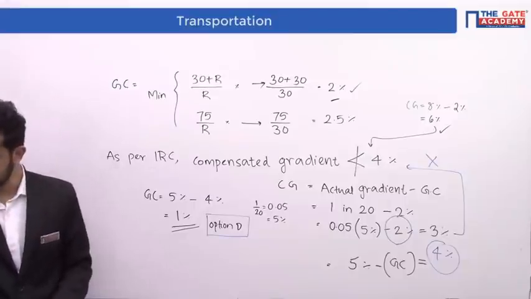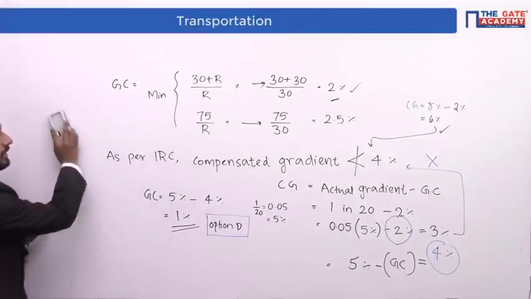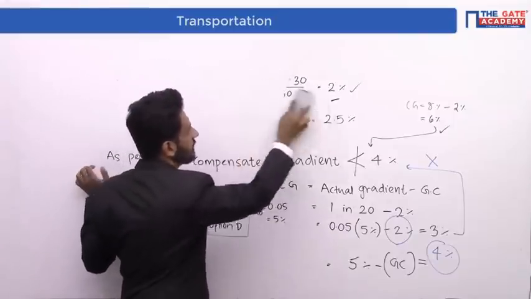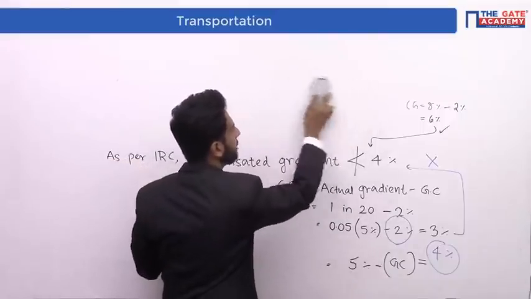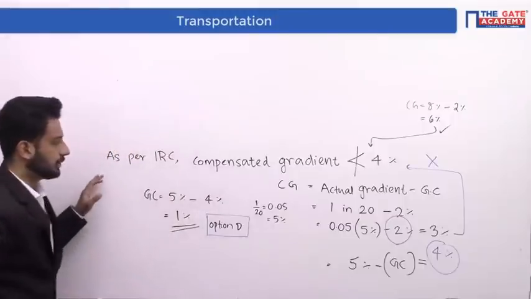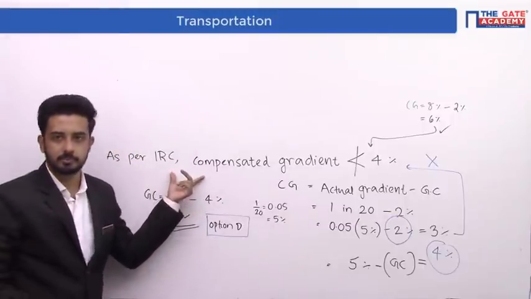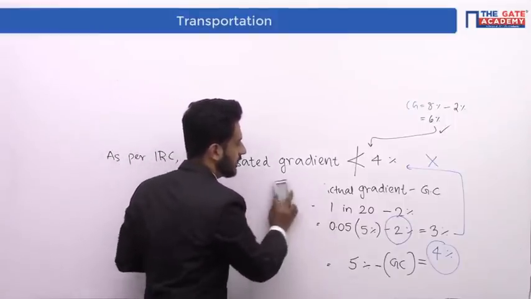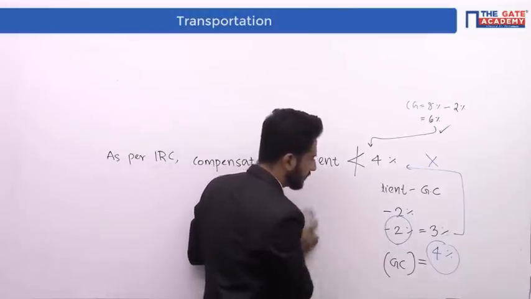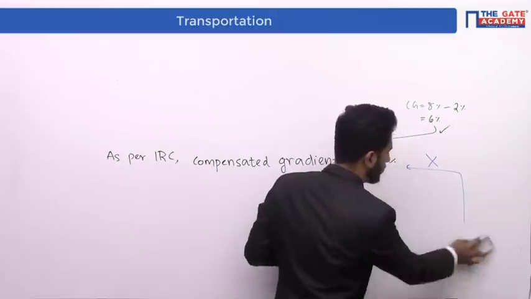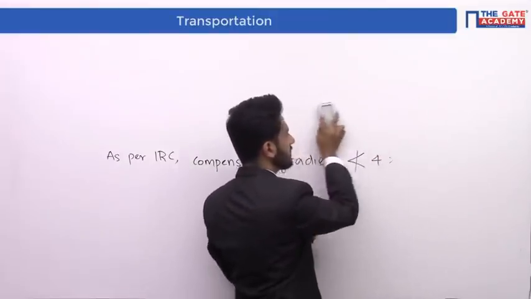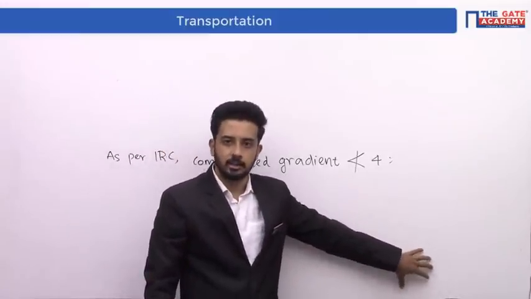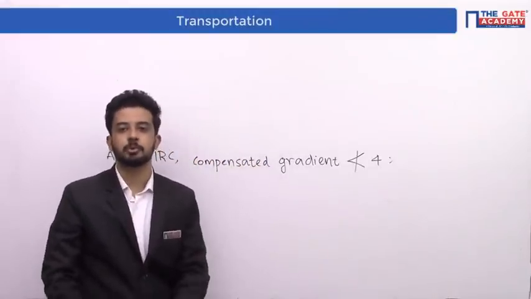Just go through the solution once again and be thorough with the concept. First thing, you should know what is the equation for grade compensation. And the next thing, you should remember what is the rule as per IRC, Indian Roads Congress. What is the rule? The gradient we obtain after applying grade compensation should not be less than 4%. If it is going less than 4%, we should limit the value as 4% and proceed. Okay.